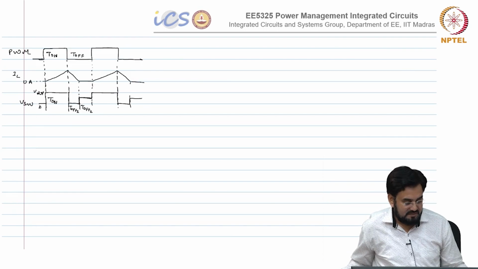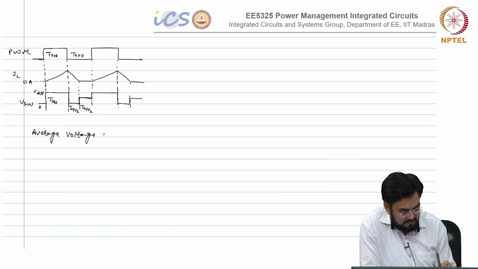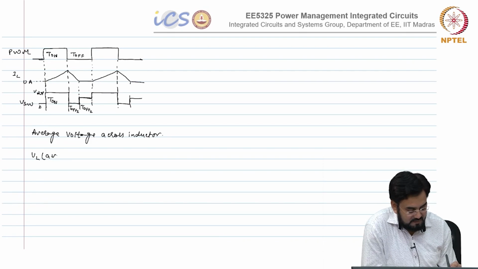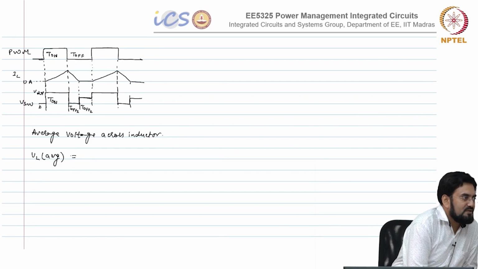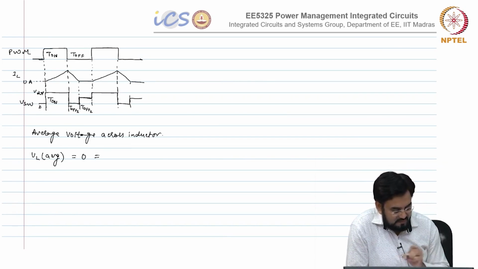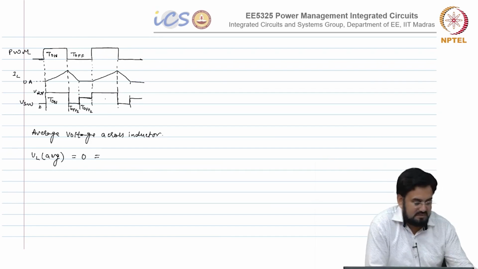So, what is the average? What should be the average voltage across inductor? VL of, what is the condition for regulation? What should be the average voltage? 0. So, from this waveform, we can find the average. So, what is the average?